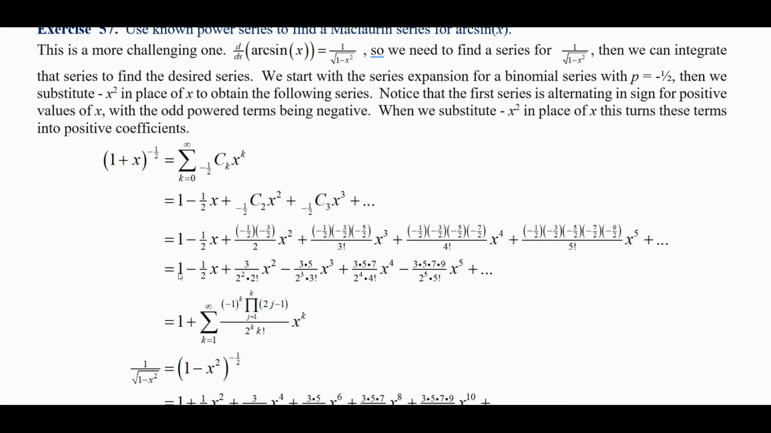And this pattern kind of continues on. So we end up with an alternating series. So it's negative 1 to the k. I'll put the first term kind of separately. Then this is the product from j equals 1 to k of 2j minus 1. It's the odd numbers, right? And then the bottom is 2 to the k and a k factorial, and then we have x to the k, and it's going up one at a time.